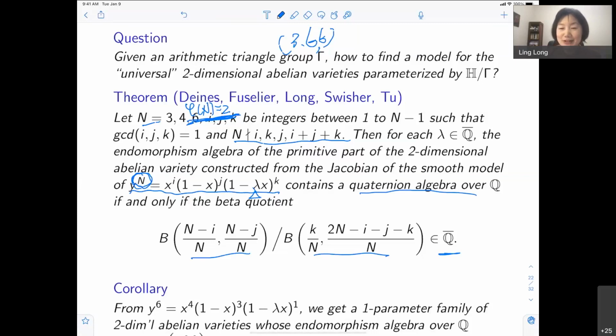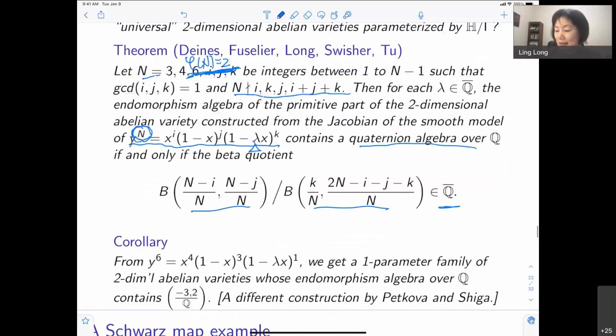Right? So that turns out to be a very clean answer. All you need to compute will be this two beta ratio, and then you look at the quotient and see whether it's going to be algebraic. For instance, if we specialize this 6 n to be 6 over here, ijk to be 4, 3, 1, we get a one parameter family of two-dimensional abelian varieties, whose endomorphism algebra contains this quaternion algebra that we mentioned. And then there is a different construction using Picard curve by Peckovier and Schicker.